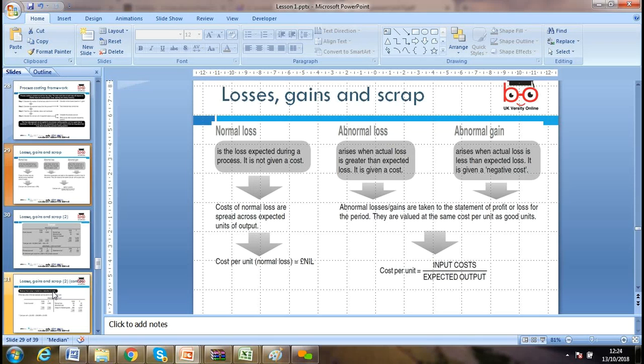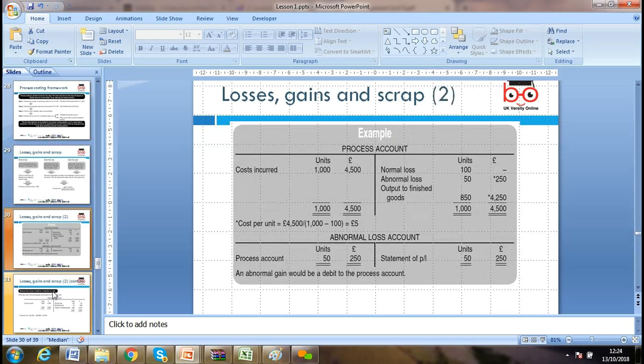So that is abnormal gain, we gain. I include a few examples, like you see there: 1,000 units cost us 4,500. There is a normal loss, we are expecting 100 units. Abnormal loss is when it was not 100 units, it was more than 100 units. We managed to finish goods 850, so 150 units need extra work on them.